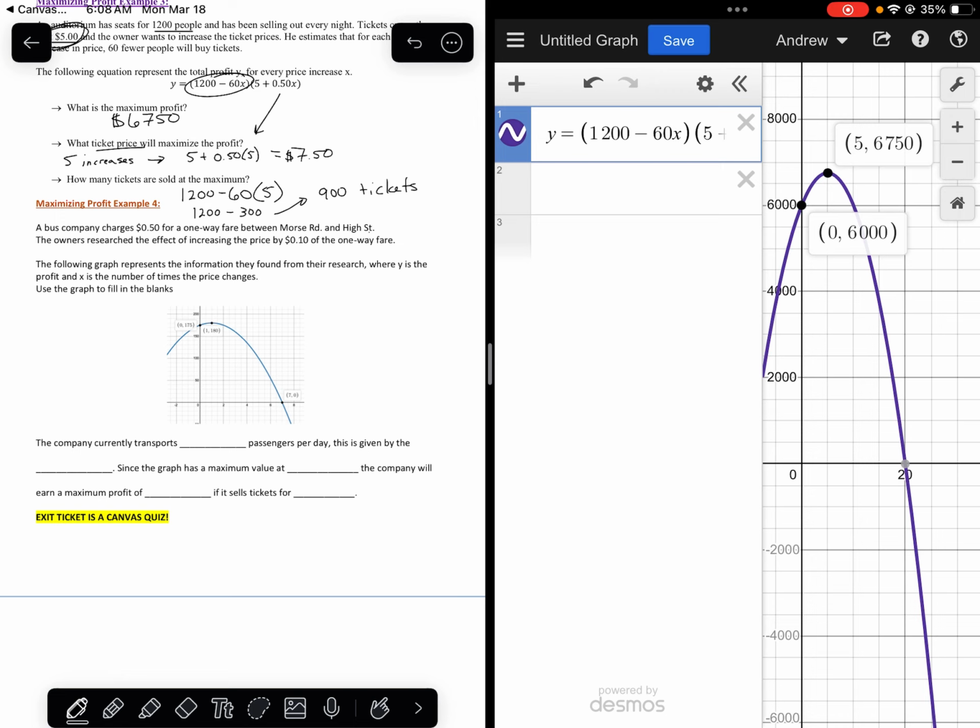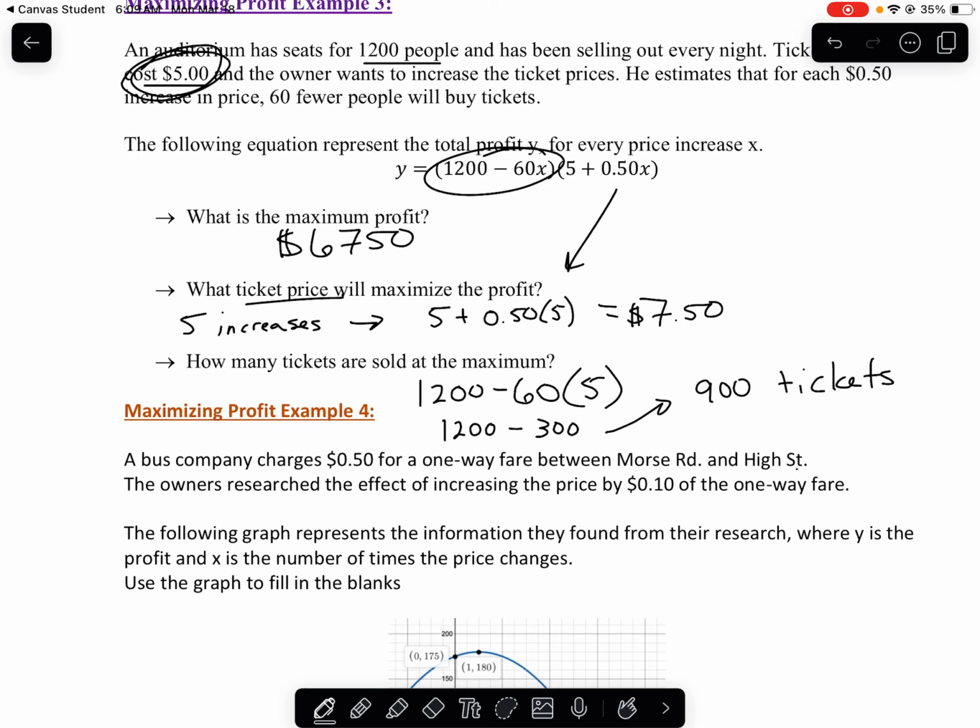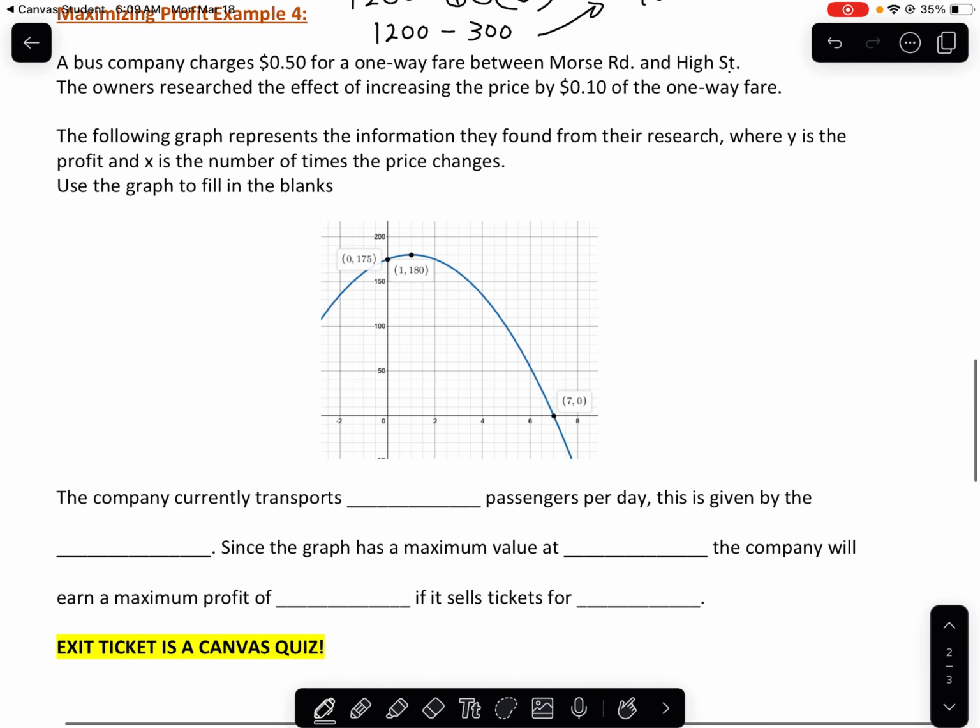Okay, sorry about that. A bus company charges 50 cents for a one-way fare between Morse Road and High Street. The owners researched the effect of increasing the price 10 cents of the one-way fare. The following graph represents the information they found from the research, where Y is the profit and X is the number of times the price changes. Use the graph to fill in the blanks.